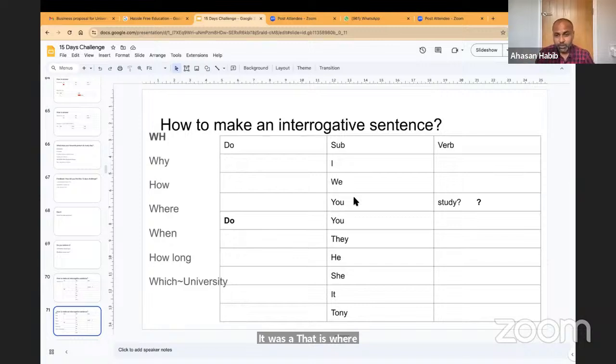Then change the verb. Do you practice? Why do you practice? How do you practice? Where do you practice? When do you practice? How long do you practice? Which university do you practice? This is how you need to practice.